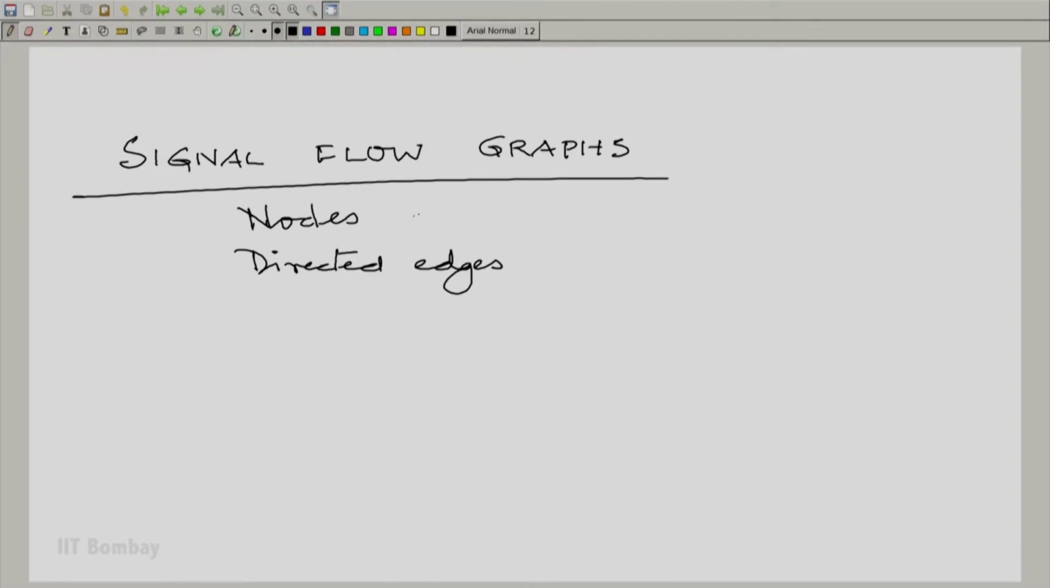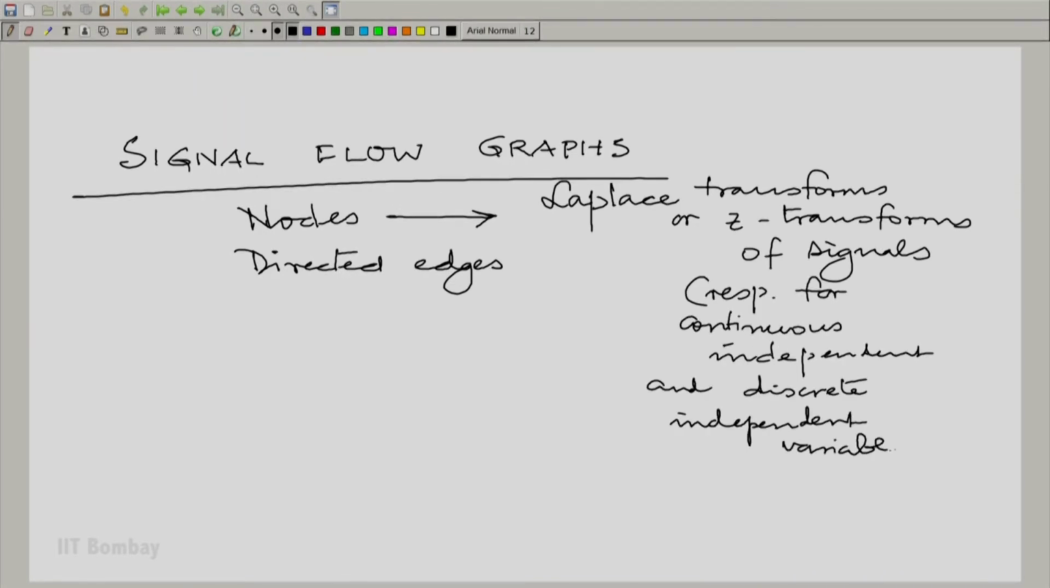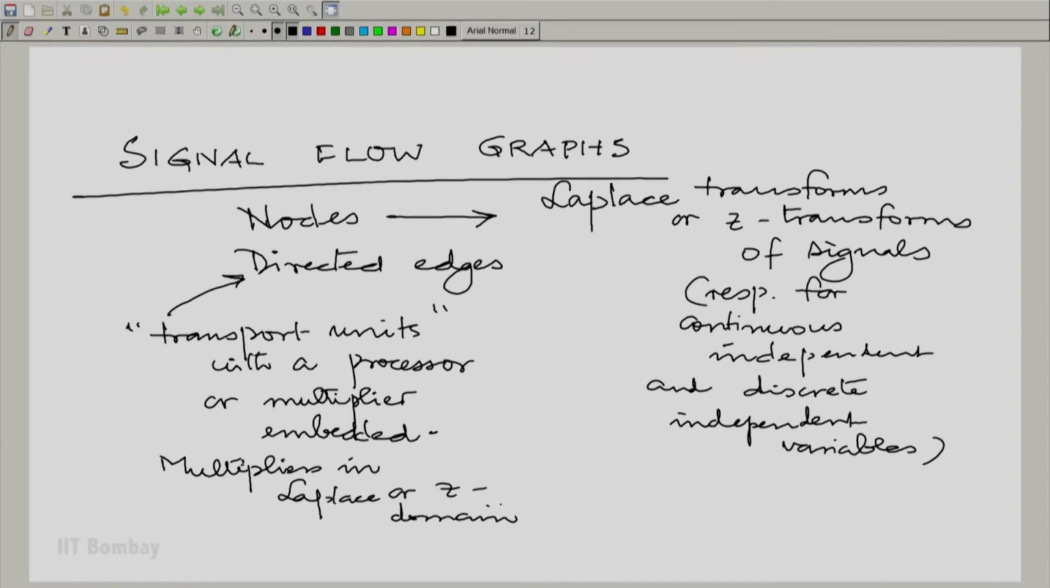In our context, the nodes would represent the Laplace transform or the Z transform of corresponding signals. The directed edges are like transportation systems, you could think of them like that, or transport units with a processor embedded. And here these multipliers are in the Laplace or Z domain.